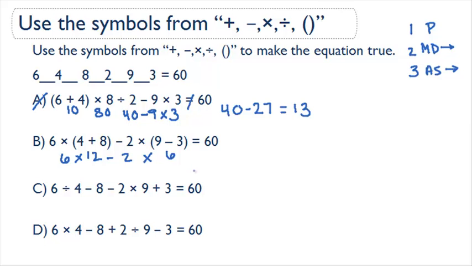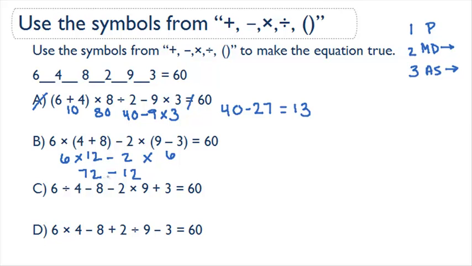Now that we've done everything in our parentheses, we're going to move on to our second step, which is multiplication and division. If we do multiplication and division working from the left to the right, our first stop is going to be this 6 times 12. Now 6 times 12 is 72. We're not going to do our subtraction yet because we're still working on multiplication and division, so we're going to skip right over to this 2 times 6. Now 2 times 6 is 12.